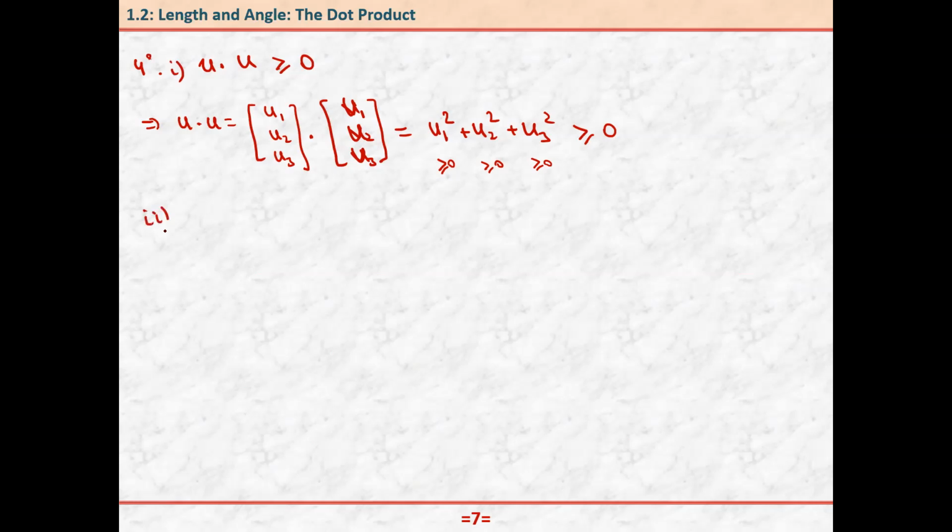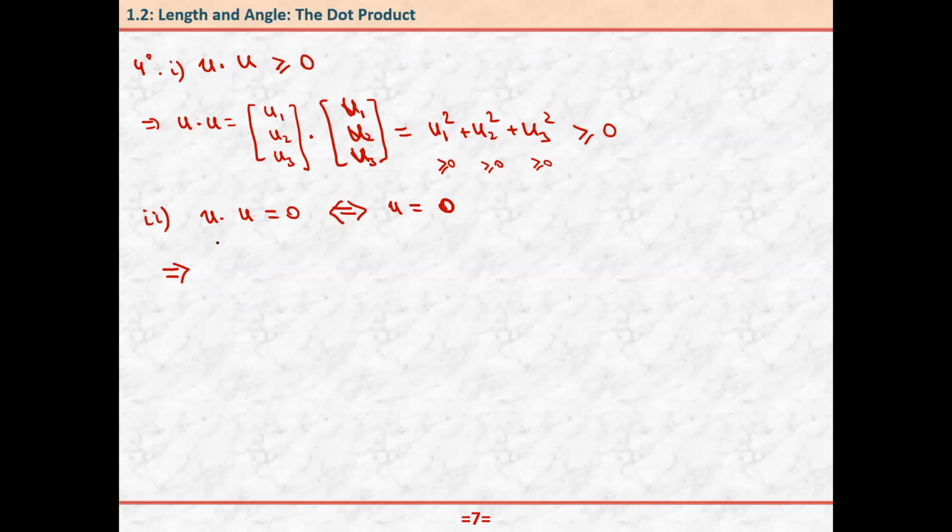In the second part, it says that u dot u is equal to 0 if and only if u is a zero vector. What does this if and only if mean? If u dot u is equal to 0, then u must be the zero vector. And the converse is also true. That means if u is the zero vector, then its dot product with itself is equal to 0. First, let's prove this implication.